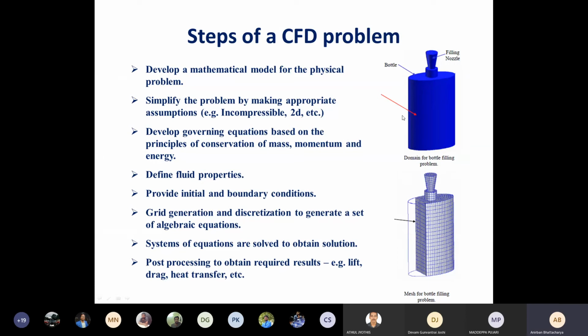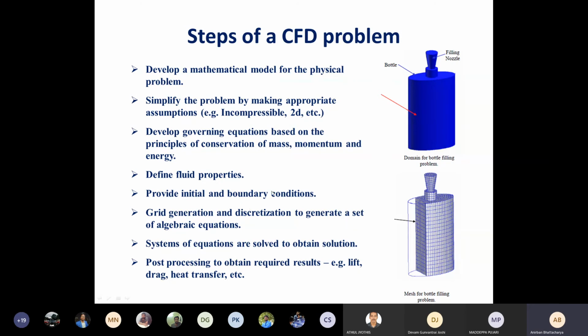Boundary condition is, at all the boundaries, at all the surfaces, what are the known values? So velocity is 0 because of no slip condition. Velocity at the inlet is a given velocity. Temperature at the boundary may be known, or it may have to be calculated based on heat transfer or something like that. So these are the boundary conditions.